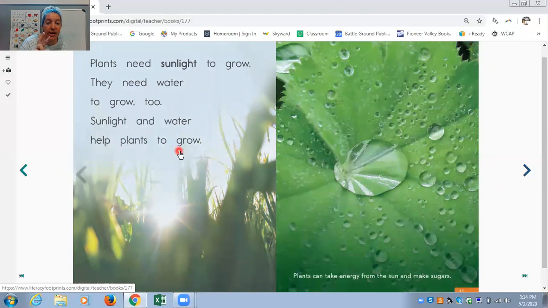So there's two things that they talk about that plants need to grow on this page. Say those two things out loud. What are the two things plants need to grow? Sunlight and water. Very good.